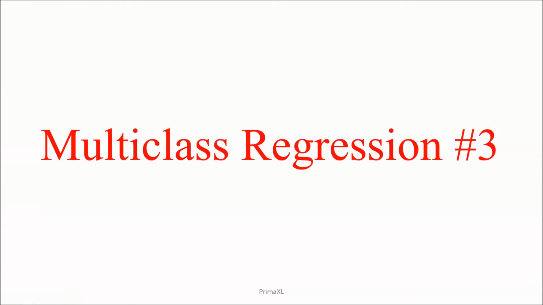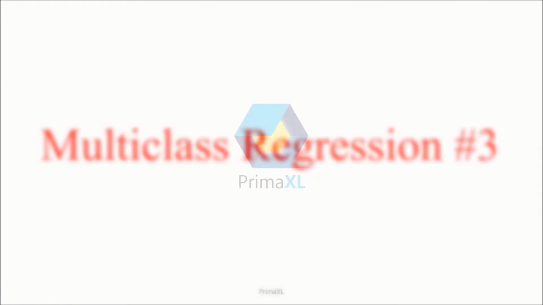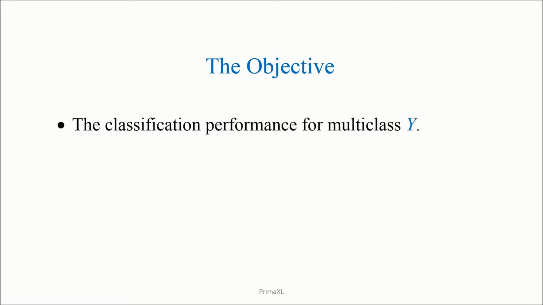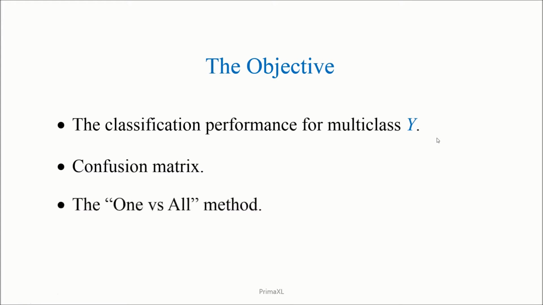Today, we'll continue with the topic of the multiclass regression part 3, confusion matrix. The main objective is to test the classification performance when the dependent variable y may have more than two possible values. For that purpose, we'll use the confusion matrix. As in the previous episodes, we'll apply the method called 1 versus all.